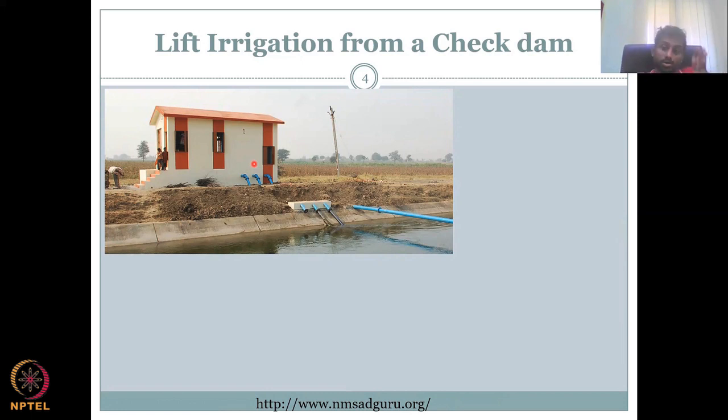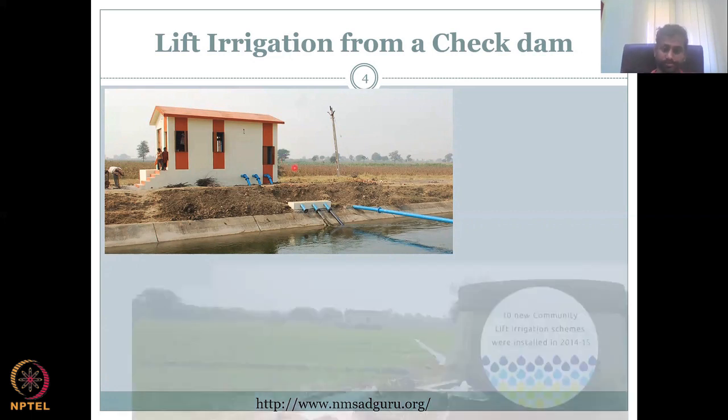So here is where you have a check dam and a pump house right next to the check dam, so that when water stops along these check dams, you can have a volume created, and that volume can be pumped out for your farms nearby.